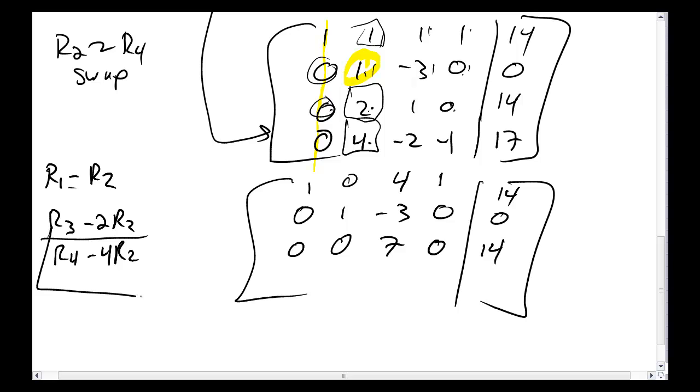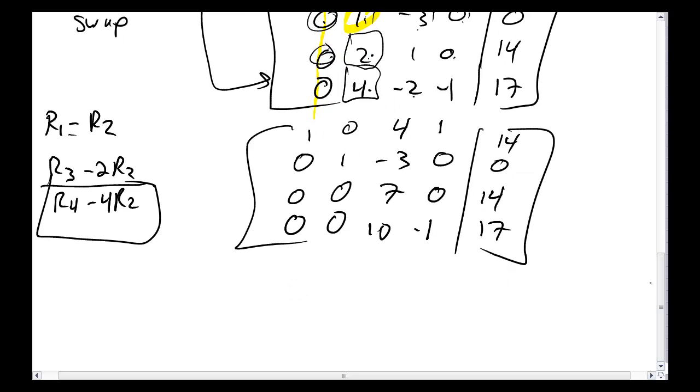Finally, for row 4, 0 minus 0 is going to give me 0. 4 minus 4 gives me 0. Negative 2 minus 4 times negative 3 is negative 2 plus 12, which is positive 10. Negative 1 minus 0 is negative 1. And 17 minus 4 times 0 is just 17. So I've got 0, 0, 10, minus 1, and 17 for my bottom row.